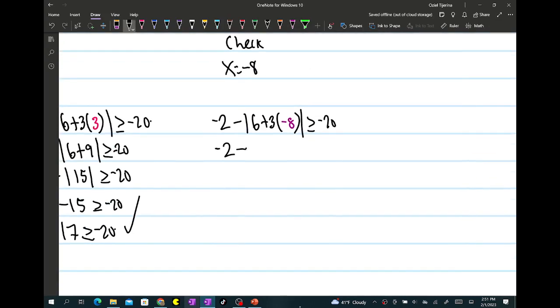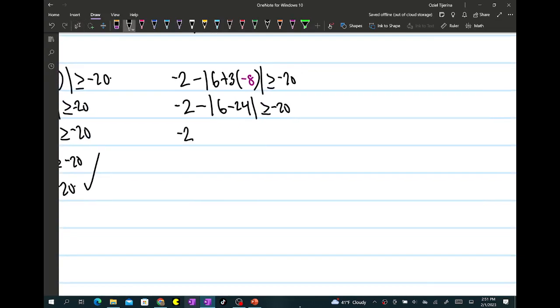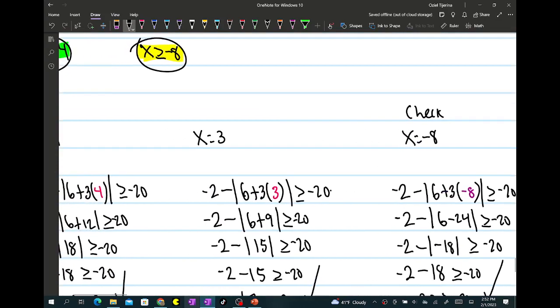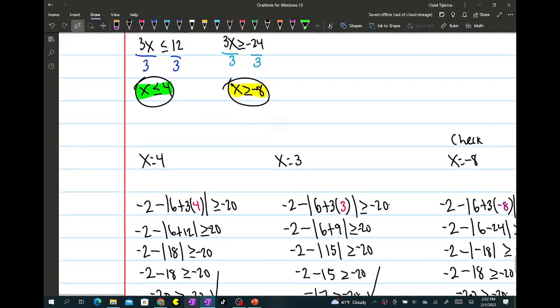So we get negative 2 minus the absolute value of 6 minus 24 is greater than or equal to negative 20. And then I'll get negative 2 minus the absolute value of negative 18 is greater than or equal to negative 20. And then I'll do negative 2 minus 18 is greater than or equal to negative 20. Negative 20 is greater than or equal to negative 20, which is true, right?